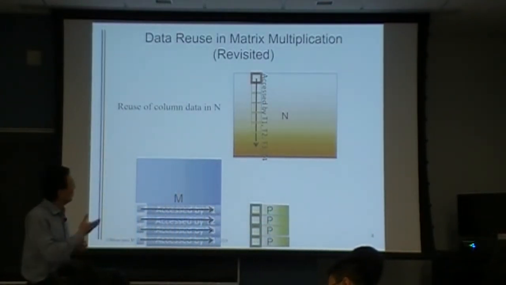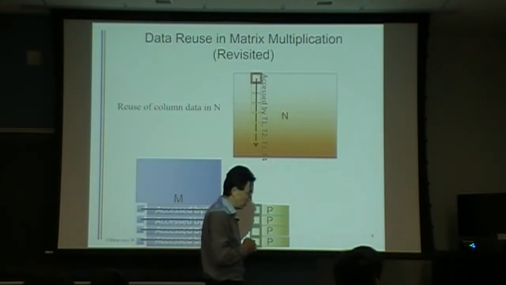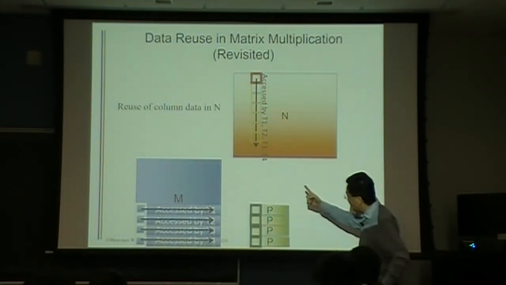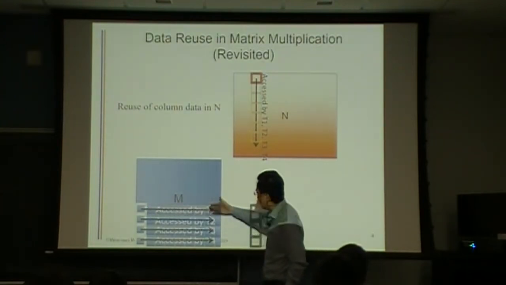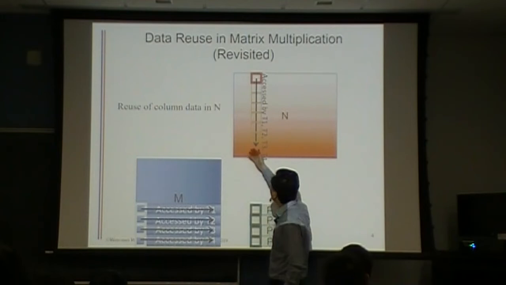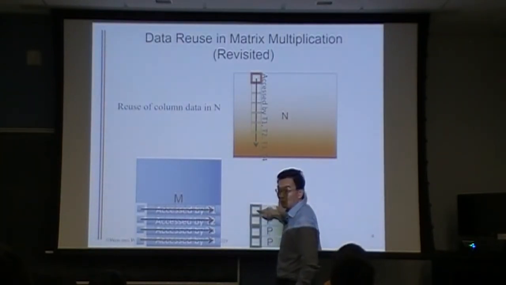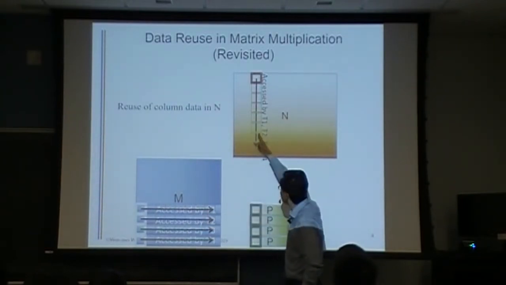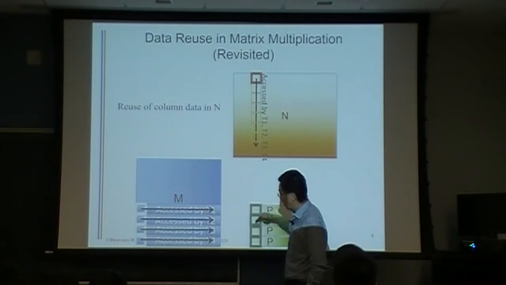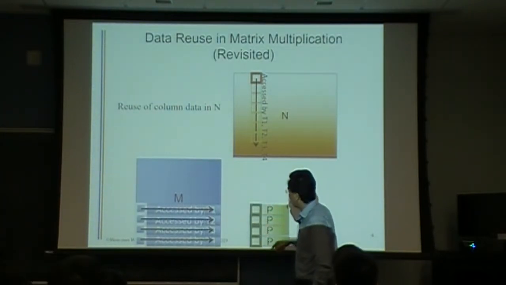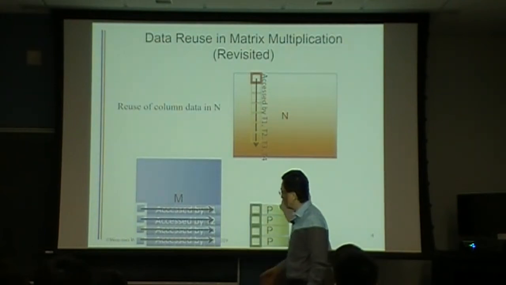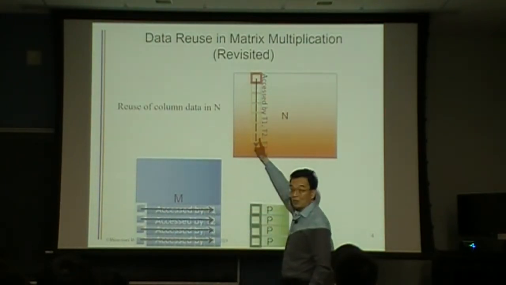So here is a very quick review of how matrix multiplication data reuse works. We show the M matrix here with the row axis, and the N matrix here with the column axis. One row and one column with a dot product gives us one of the P elements. Then another row with the same column gives you the next lower P element, and so on. So in order to generate these four P elements, we're going to access four rows of M, but only one column of N. So this column data is being reused.